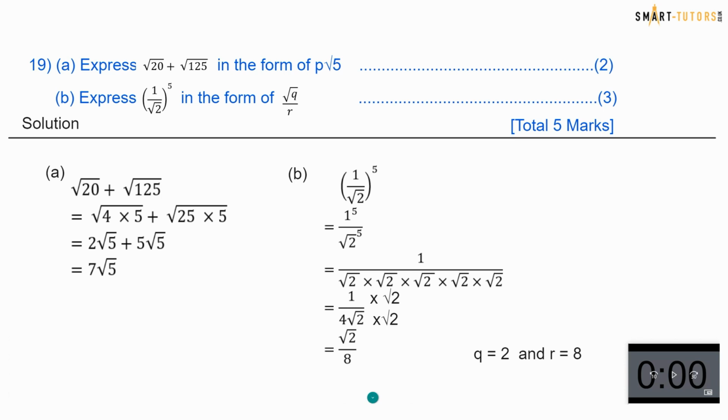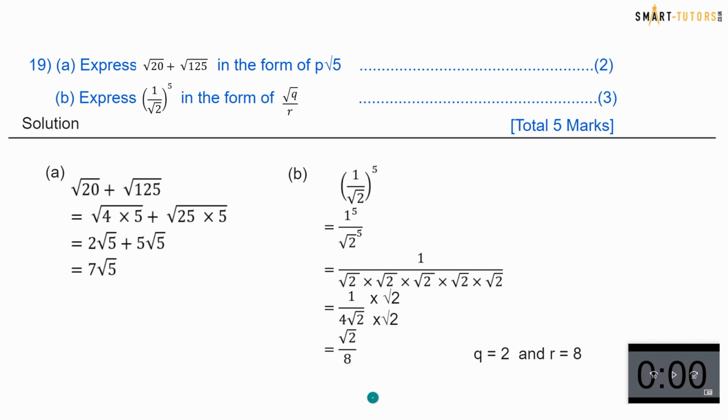B part, 1 over root 2 to the power 5. So this 5 belongs to both of them. So 5 belongs to 1 and 5 belongs to square root 2 as well. So 1 to the power 5 is 1. If you multiply 1 by itself any number of times, it's going to be 1. Root 2 to the power 5 means you need to multiply root 2 five times. Root 2 times root 2 times root 2 times root 2, and another last root 2.